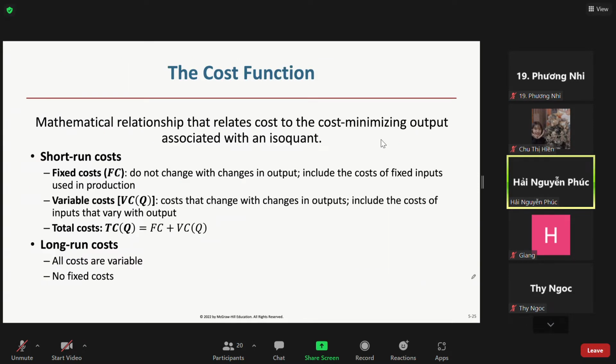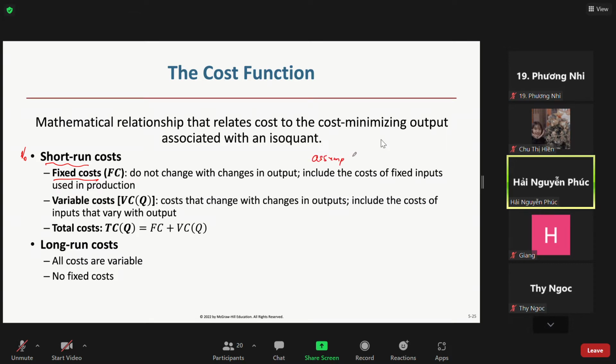The next topic for chapter 5 is the cost function. Perhaps you have already learned the basic concepts in the microeconomics course. For example, in the short run, the firms will have to bear a fixed cost. The fixed costs are the ones that do not change with the change in output. They remain fixed.